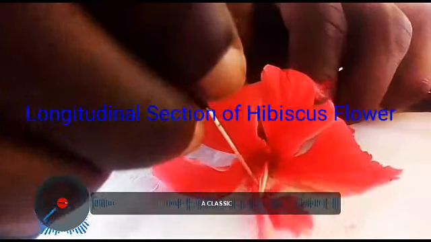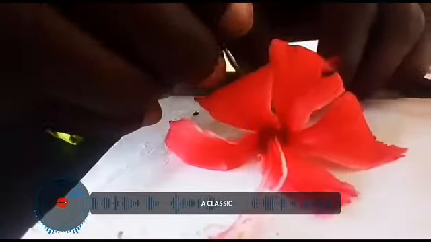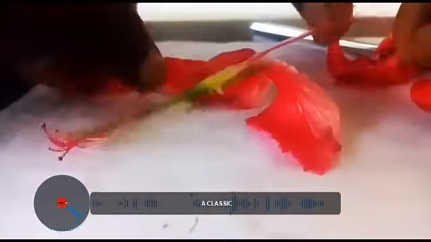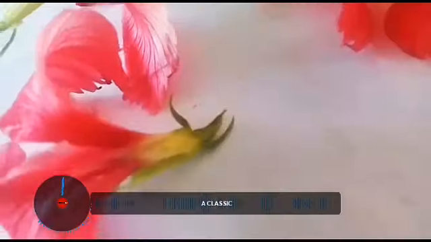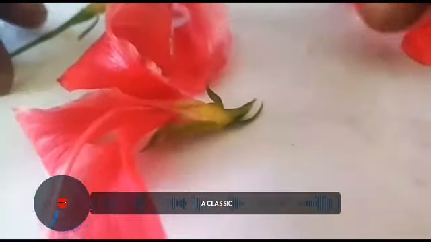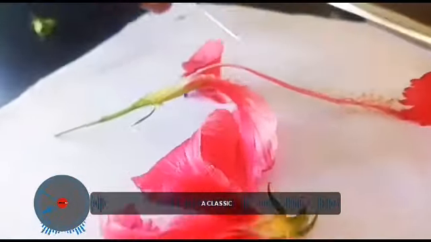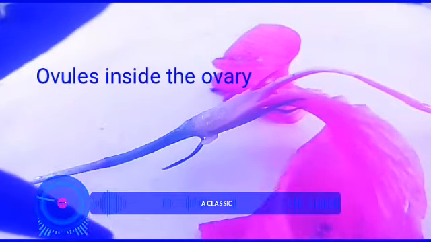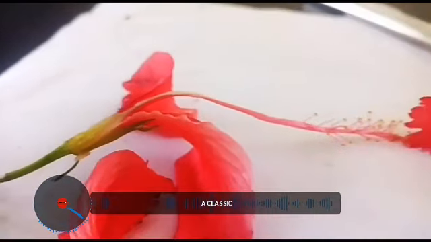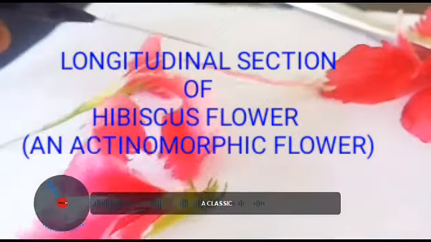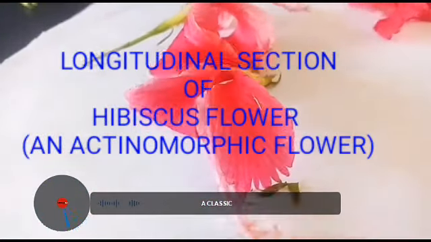Now we are going to show the longitudinal section of the flower. That's the dissection of the longitudinal section. So when you look at the hibiscus flower and it is dissected longitudinally, each half contains exactly the same thing. This is the longitudinal section of the hibiscus flower. It is cut along the ovary, so the ovules are evident, you can see them. So looking at this, we have the longitudinal section of the hibiscus.